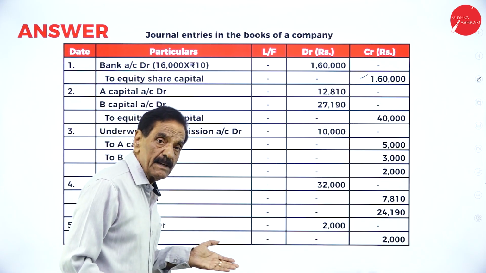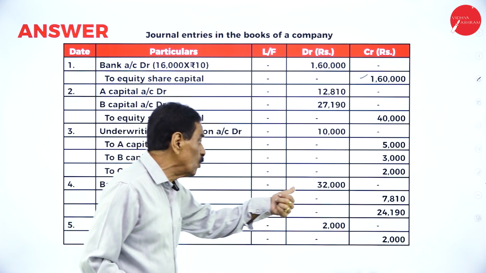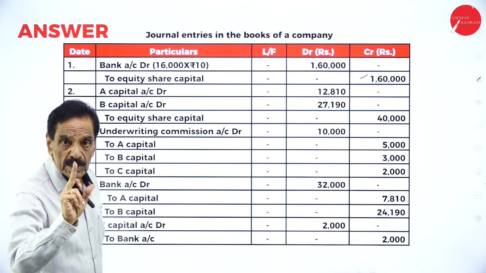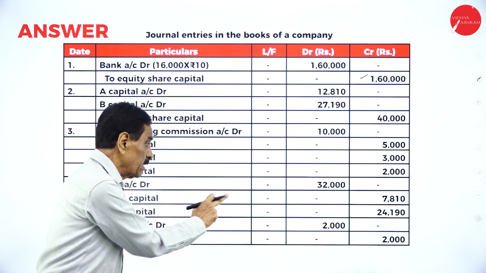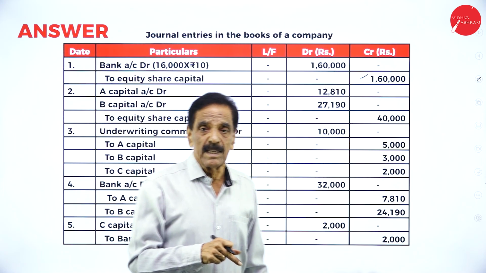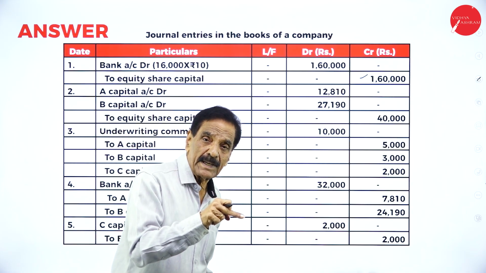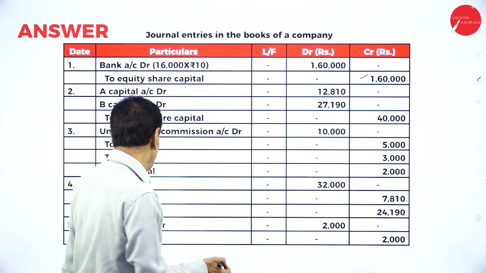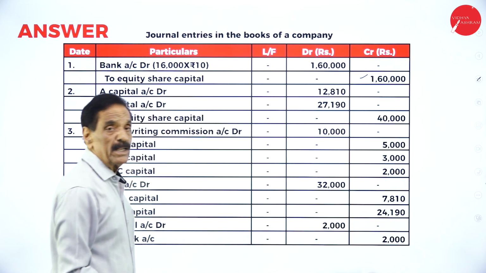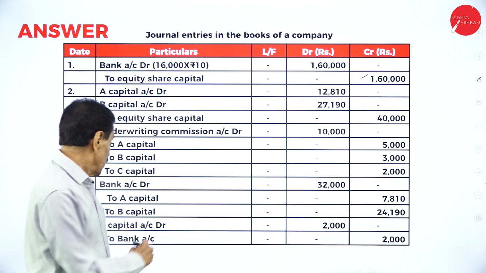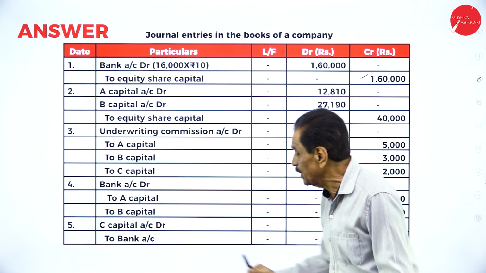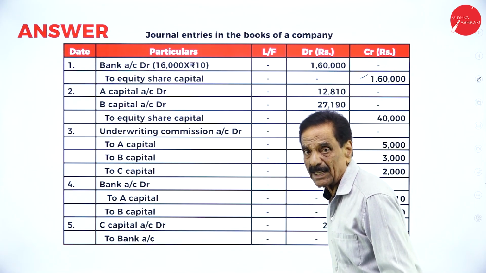How much do you receive from A? 7,810. Debit the receiver, credit the giver. How much money is the company going to receive? 32,000. From A, how much are you going to receive? 7,810. B, same. What does the entry say? Debit what comes in, credit what goes out. Who is the payer? A and B, which are personal accounts. Debit the receiver, credit the giver. Who are the givers? A is one underwriter, B is an underwriter. How much money is the company going to receive? 32,000. Regarding C, the company has to pay how much money? 2,000 to C. C's capital account debit to bank account.